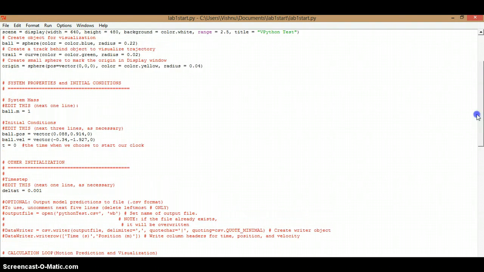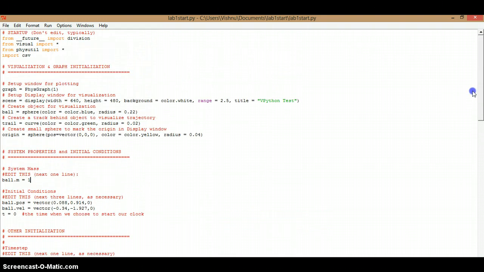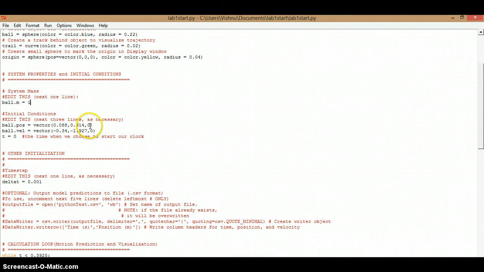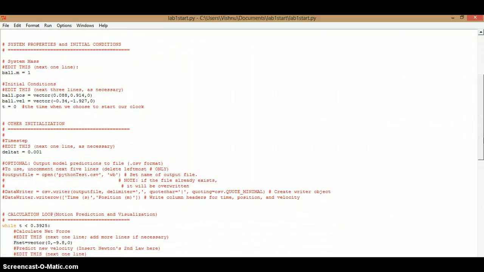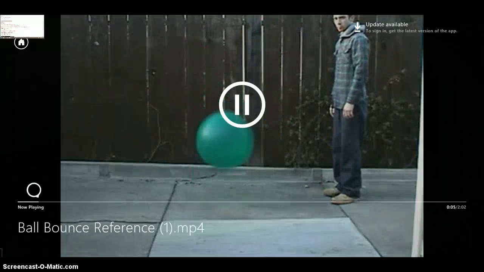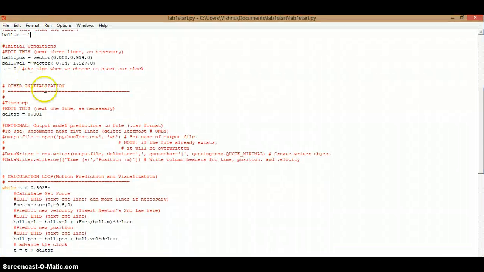So here's the program. The ball mass is around 1 kilogram. I set the ball position to the initial position from where it falls from the person's hand, and I set ball.vel to the initial calculation of velocity I used from the 2 points, from the second it leaves his hand to the next frame. So I got V initial from there. And then down here I set delta t to 0.001, which is a really small time.